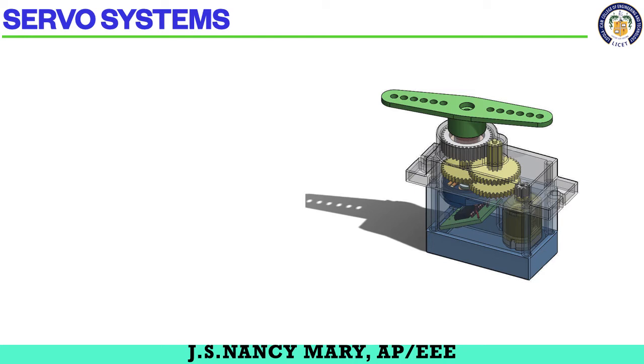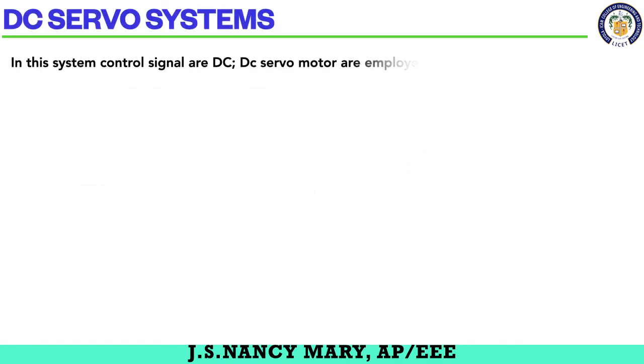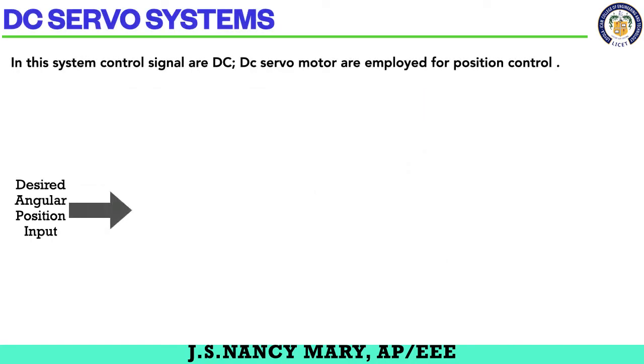Servo systems. We are going to control a load, which is called a servo system. In this we could control the output in positioning the motor, the direction of rotation, and the speed. It is classified into two types: one is DC servo and the other is AC servo system. In DC servo, we are going to have a DC signal. First we will have an angular position as input.